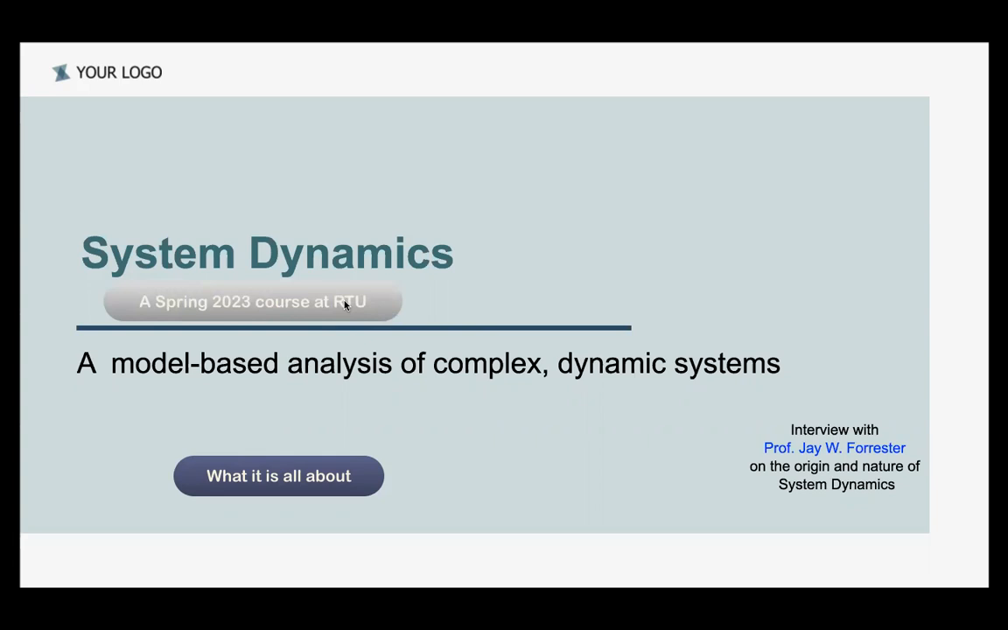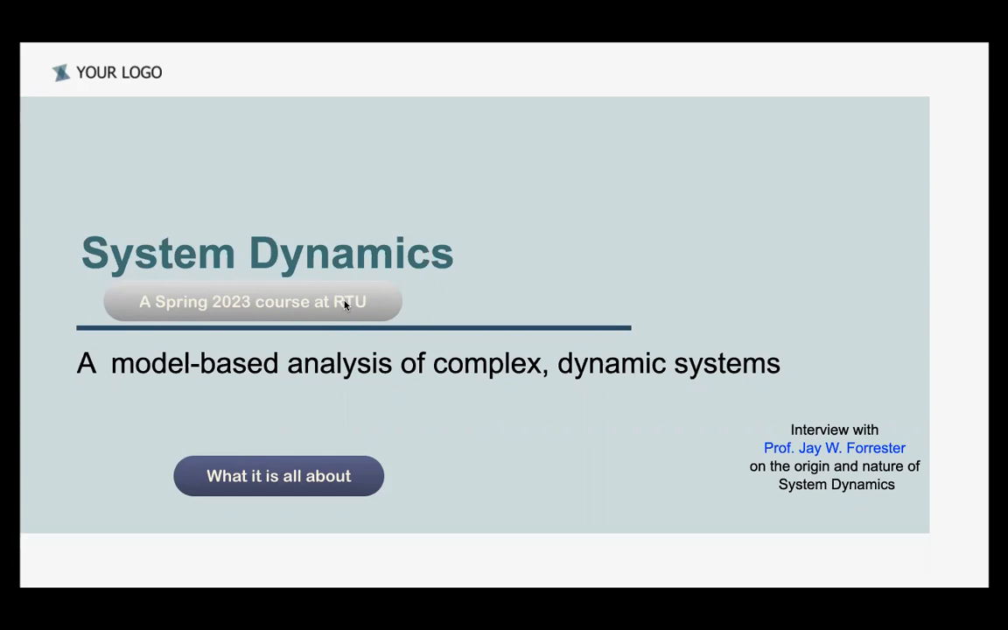During the spring of 2023, Riga Technical University will offer a course in system dynamics for PhD candidates and practitioners in the public and private sector who are facing complex dynamic challenges in their work.